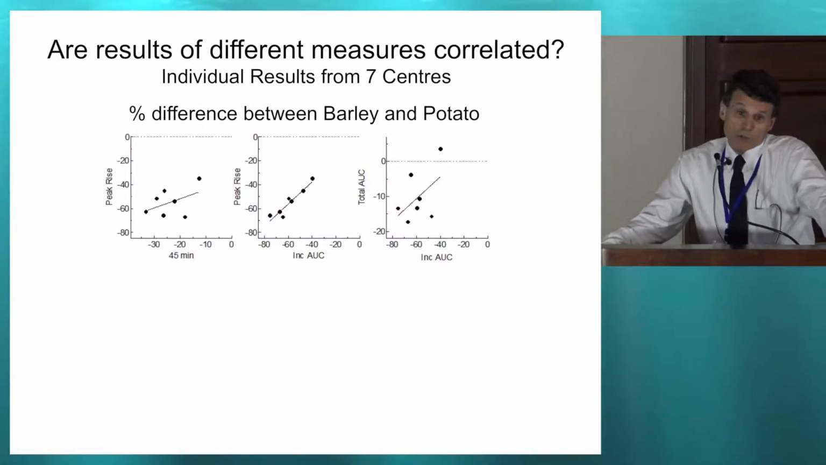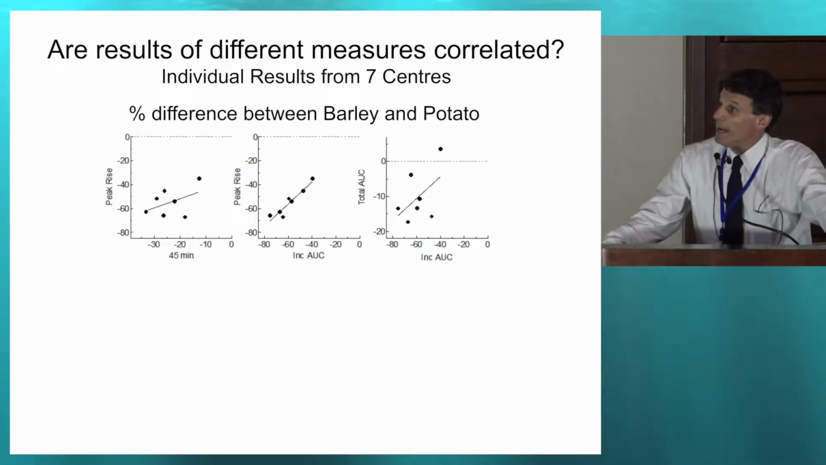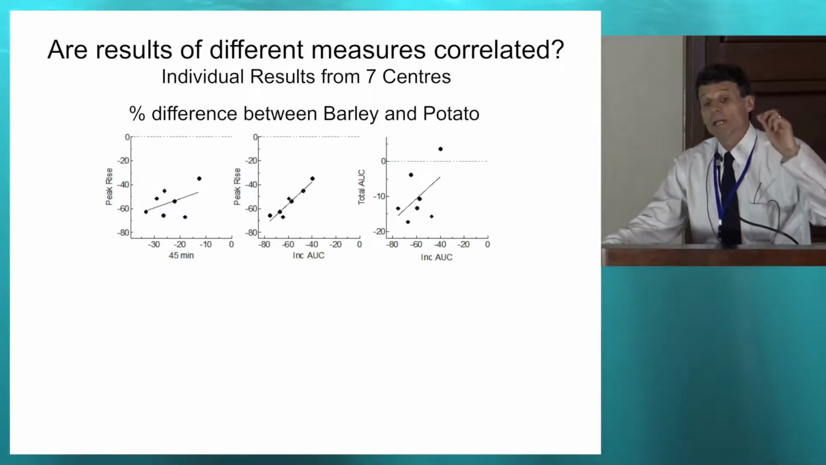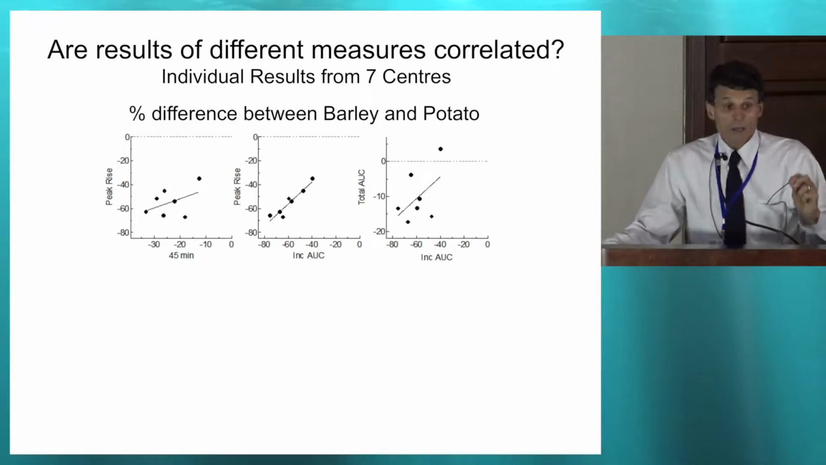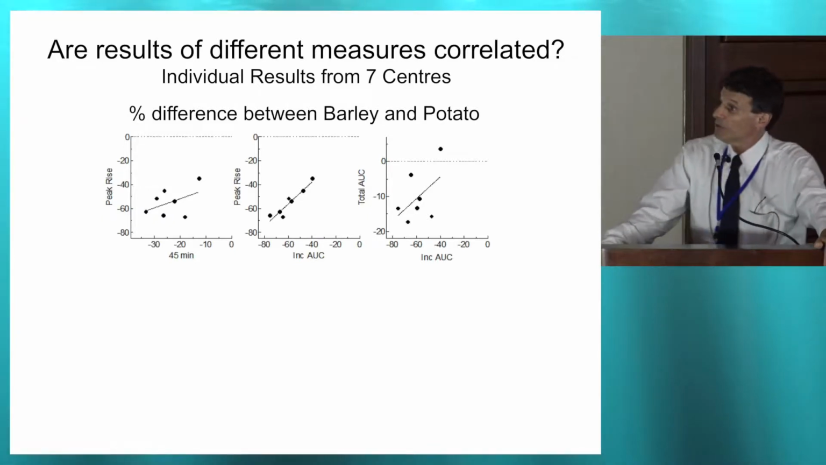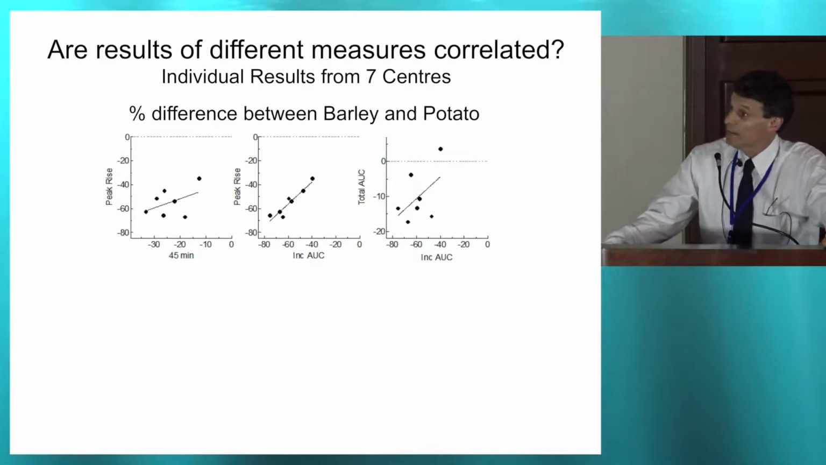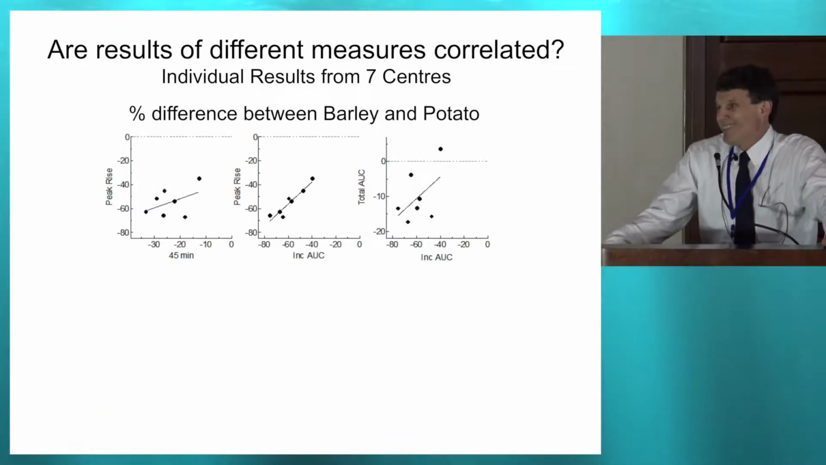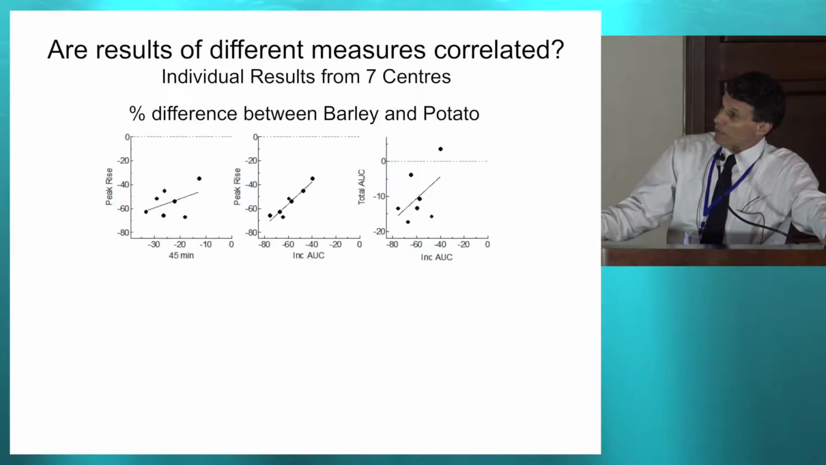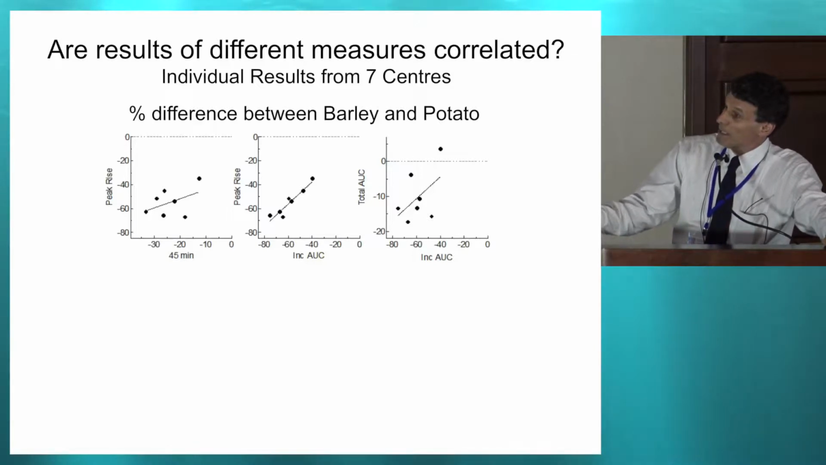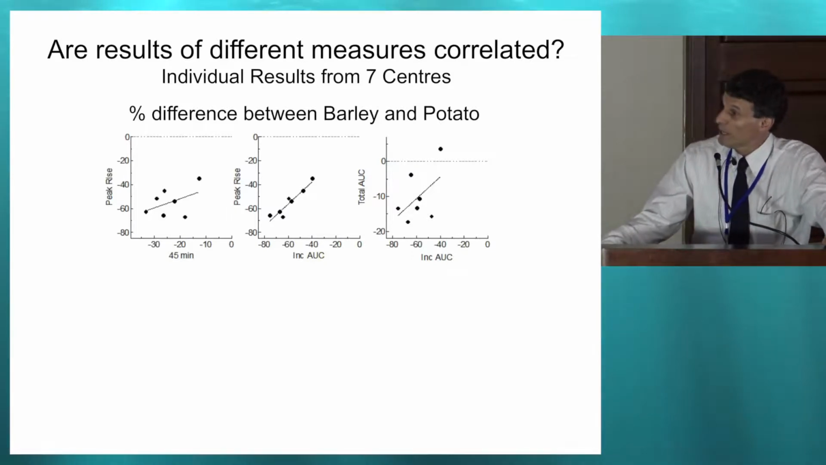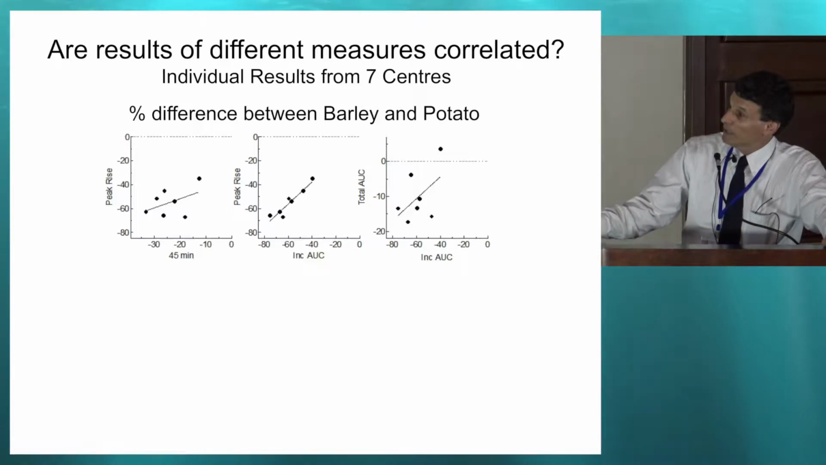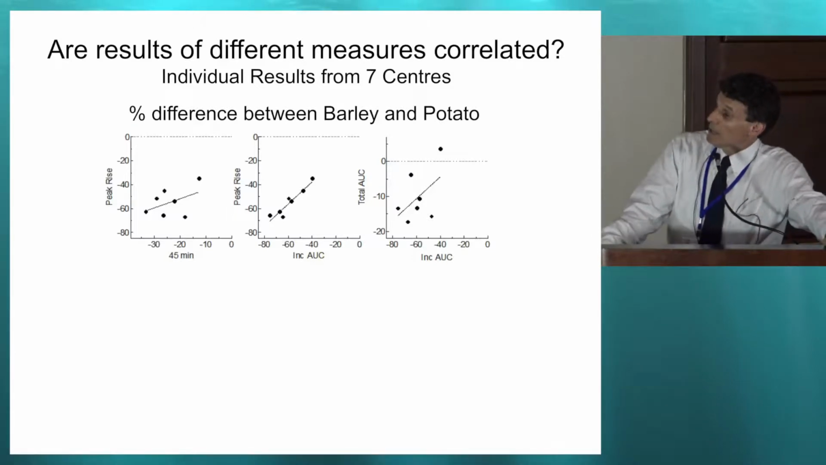You might want to ask, well, are the measures correlated at least with each other? These are the results of 7 centers comparing one food to another for different metrics. Here is the difference between barley and potato for the 7 labs. The peak rise correlated with 45-minute concentration, not particularly well correlated. Peak rise was very well correlated with incremental AUC for barley versus potato. Total AUC and incremental AUC were not particularly well correlated.